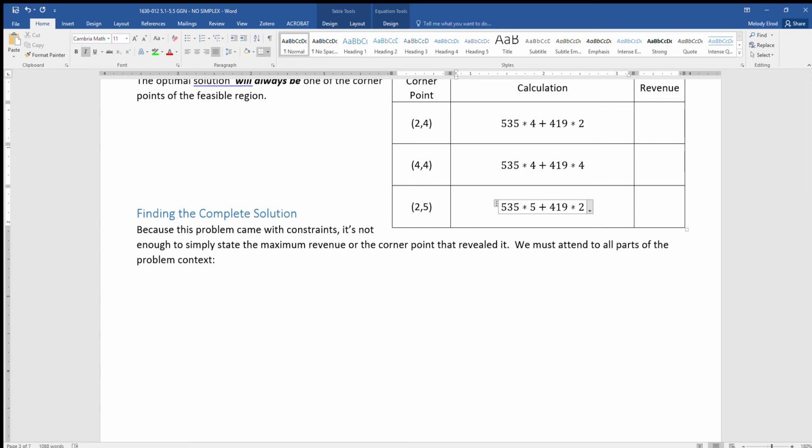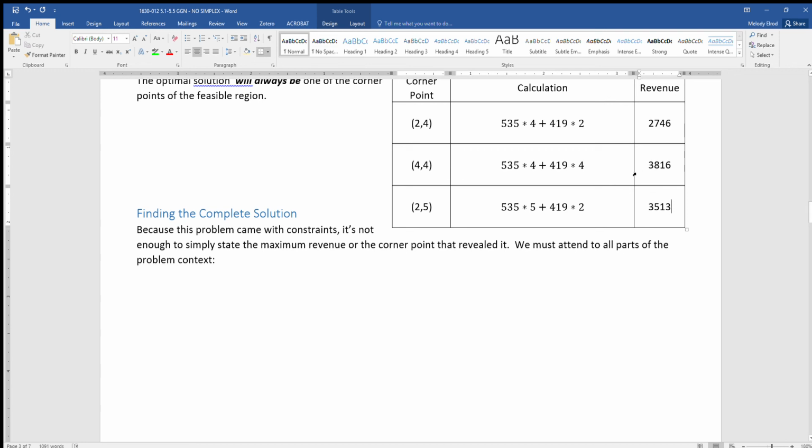Anytime you're doing math from a video or a book or whatever, it's a good idea to go back and double check yourself and make sure that you know how those numbers came about, right? Don't just go trusting everything that you see. So if I do these calculations, I end up with this revenue. For 2 batches of cake cones, 4 batches of sugar cones, I end up with $27.46. For 4 batches each, I get $38.16. And for 2 batches of cake, 5 batches of sugar, I get $35.13.